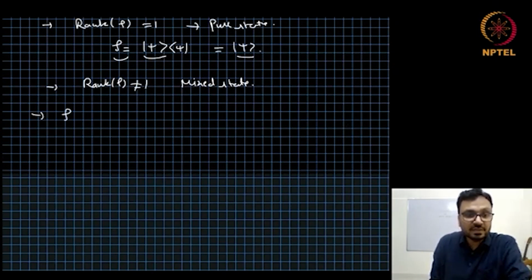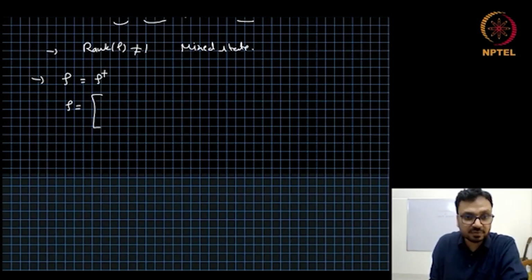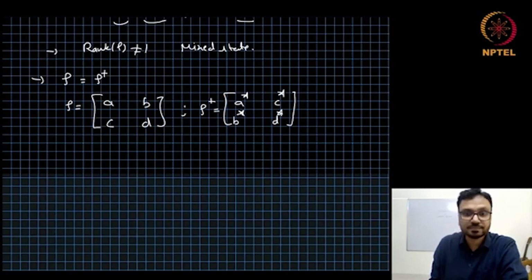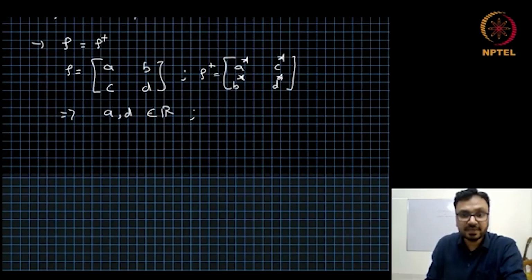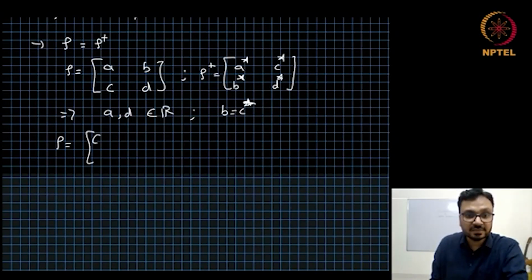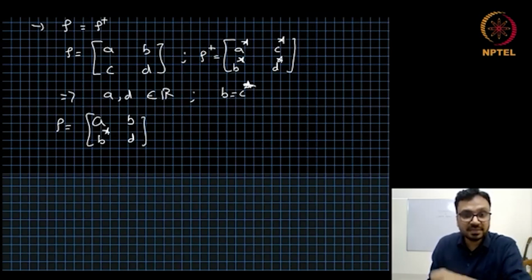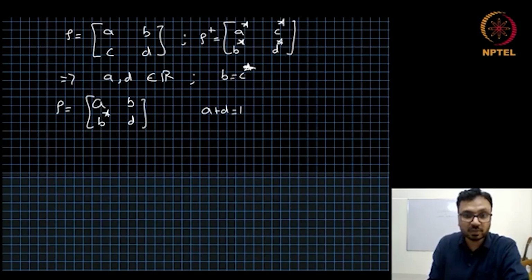Now, since rho is Hermitian, we can write it in a very interesting way. First, let us say rho has an arbitrary form A, B, C, D, and rho dagger becomes A star, C star, B star, and D star. If rho equals rho dagger, this implies that A and D are real and B equals C star, a complex conjugate of each other. So we can write rho as A, B, B star, D. Another thing is the trace of rho is 1. This implies that A plus D equals 1.